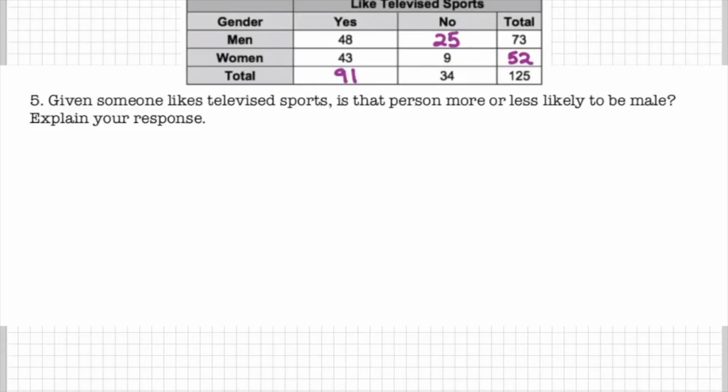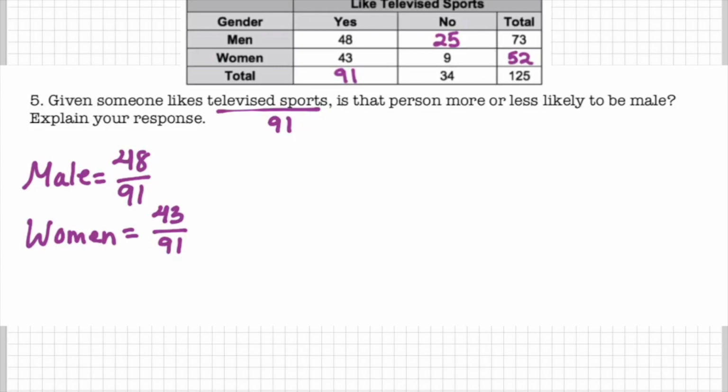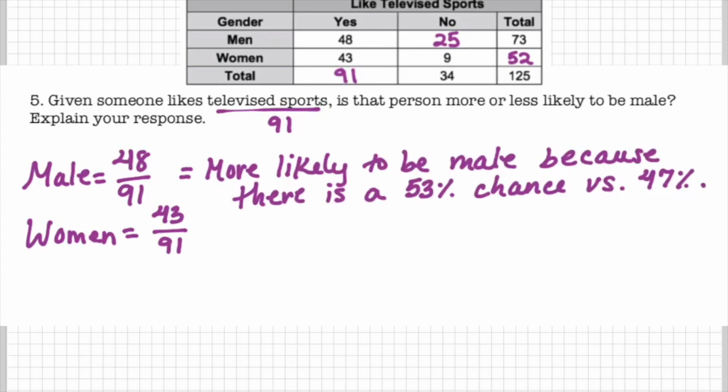All right, so for number 5, given someone likes televised sports, is that person more or less likely to be male? Explain your response. So if there's 91 that's liking televised sports, out of that category, 48 are male and 43 are women. So it's more likely to be male because there's a 53% chance versus only 47% chance with women.